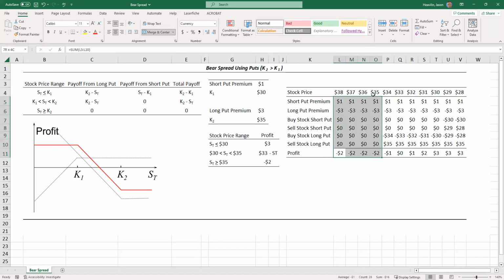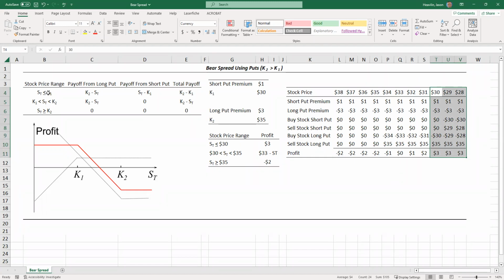This -2 represents all these. Stock price greater than or equal to 35, all -2s. When the stock price is between 30 and 35, that's when you have a range. So in this case, it's going to be 33 minus whatever the stock price is. And then if the stock price is less than or equal to 30, you get the payoff of $3.